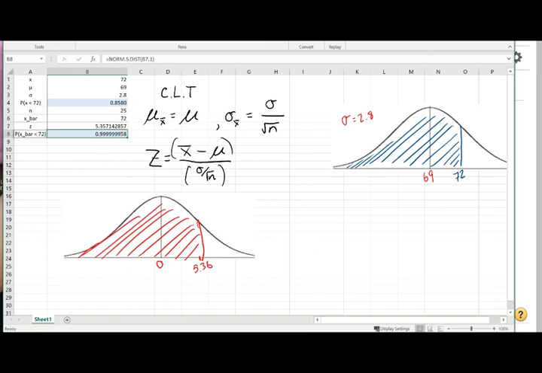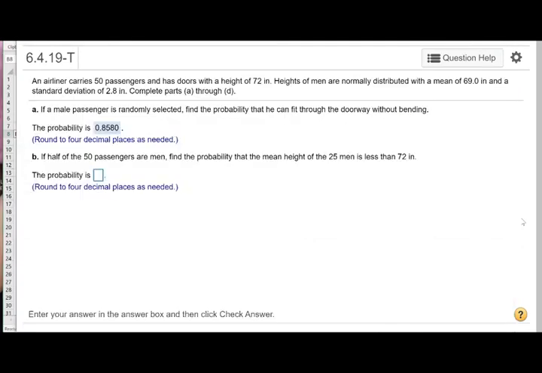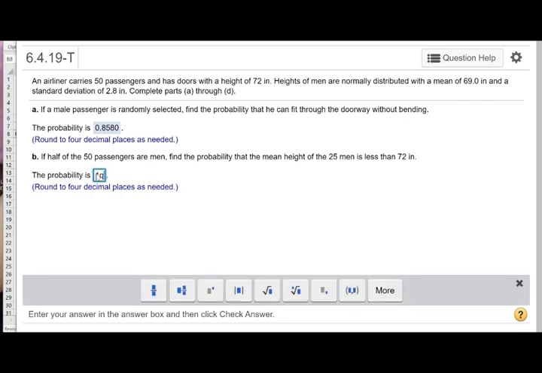Okay, and if we were to round this to 4 places, we would get 1. Let's do that. Our directions say round to 4 decimal places. So the probability that the average of those 25 men being less than 72 inches, when we round to 4 decimal places, it's 100%. So just 1.